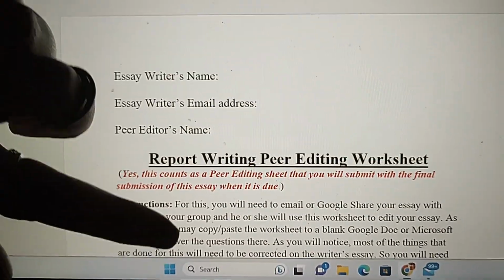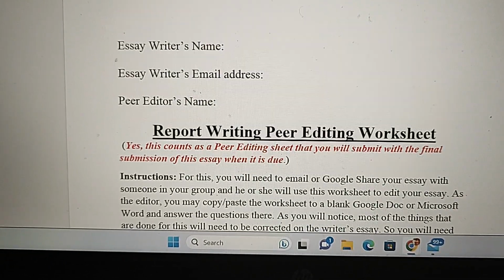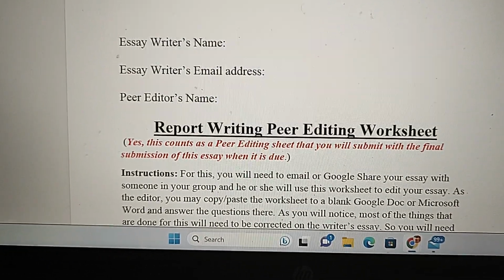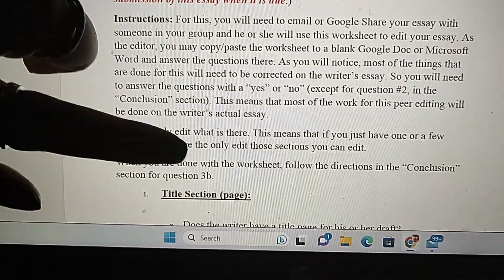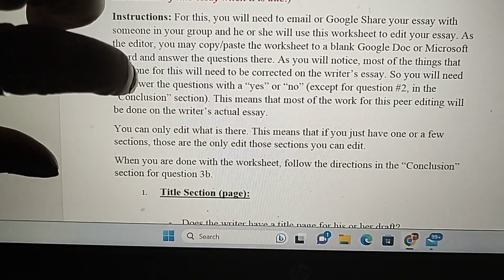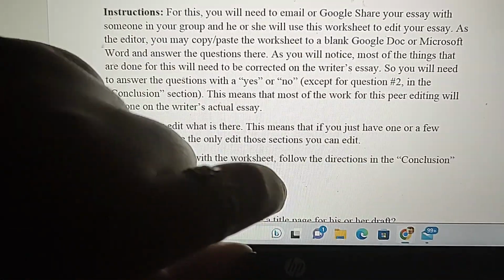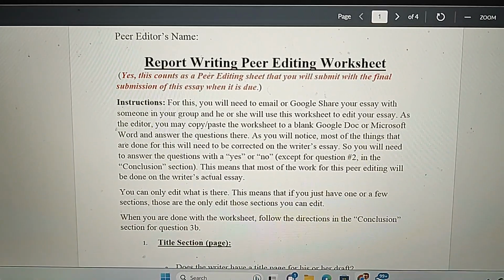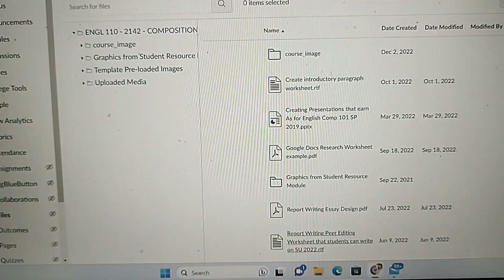And part of this essay, you have to edit someone else's essay. If you don't edit other people's essays, I will deduct 10 points from your essay, okay? Now, if you don't get an essay to edit, then that's something different. But if you get an essay to edit and you don't edit it correctly, I will deduct 10 points from your final copy of your report writing essay, okay? So there's that. All right, we're done with that.